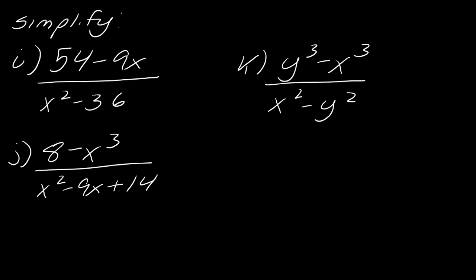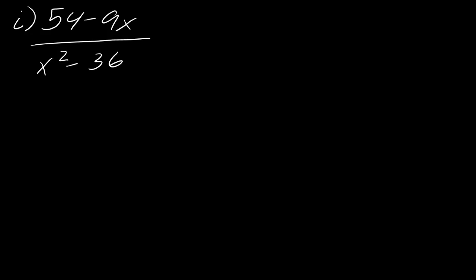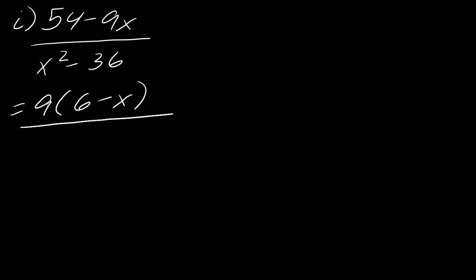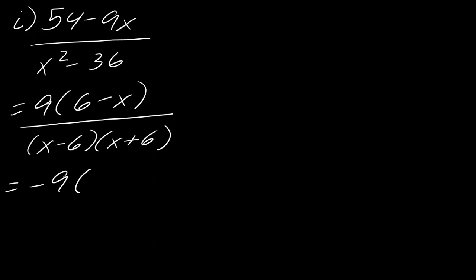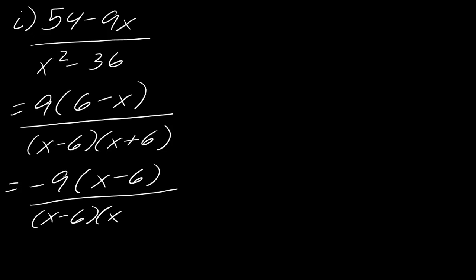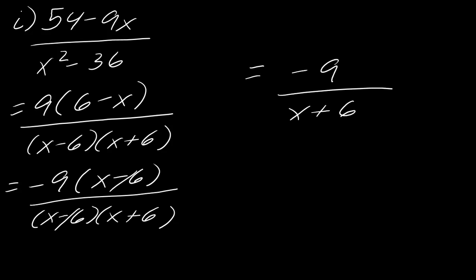Okay, so now what I have here are 3 more examples. So if you still feel like you're struggling with this, go ahead and try these 3 examples, and then we'll go through them together. Okay, so for this one, on top I'm going to factor out 9, and then in the bottom this will factor as x minus 6 and x plus 6. And so now I can do the -1 trick, so I'll rewrite this as -9 times x minus 6 over x minus 6 and x plus 6, and then I can cancel those out. So my final answer here will be -9 over x plus 6.